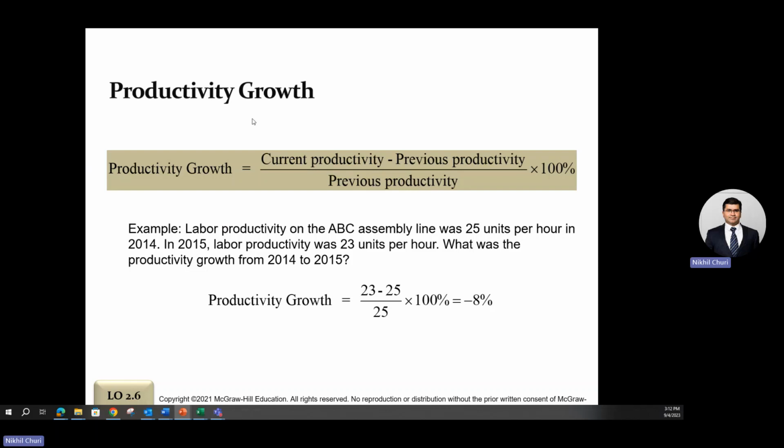So again, this is the formula we are using. The current is 23, for the latest year 2015, and the previous one is 25. I'll be plugging in these numbers, 23 and 25, in this formula, and I get a negative. So technically, it is telling me that my productivity growth reduced from 2014 to 2015 for this ABC assembly line. So that's your answer.